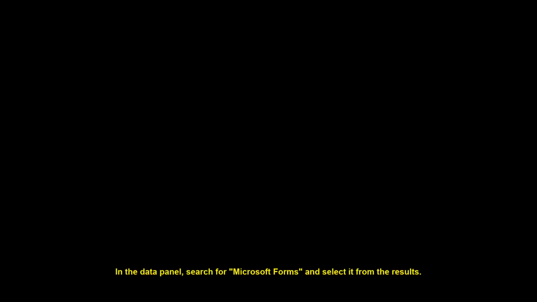In the Data panel, search for Microsoft Forms and select it from the results. Paste the link of the form you copied earlier into the appropriate field. Click Connect to establish the data connection between Microsoft Forms and Power Apps.